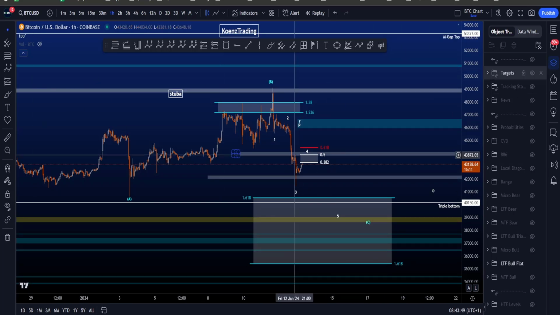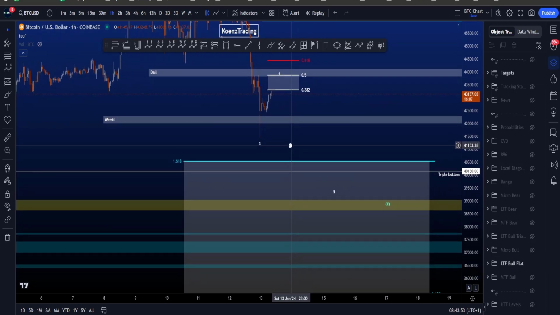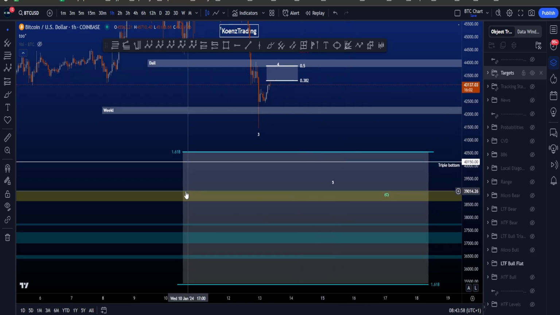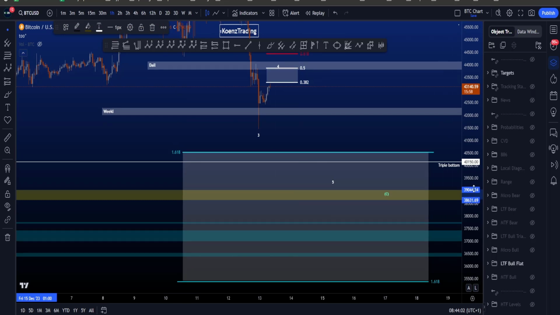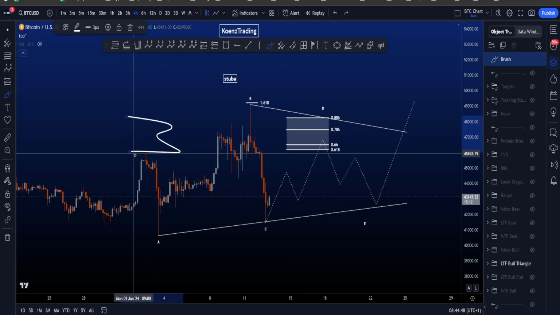Now that of course is a very big area, so to make it a bit more precise for support areas for price, we have the triple bottom of course, 41.50, and then this very important yellow box sitting between 38.6k and 39k. The second scenario is a triangle in wave 4, where wave 3 is finished.